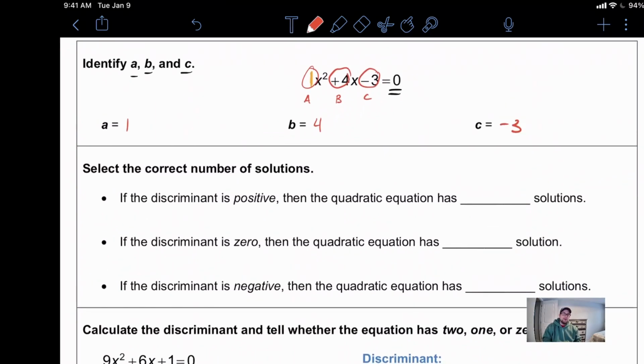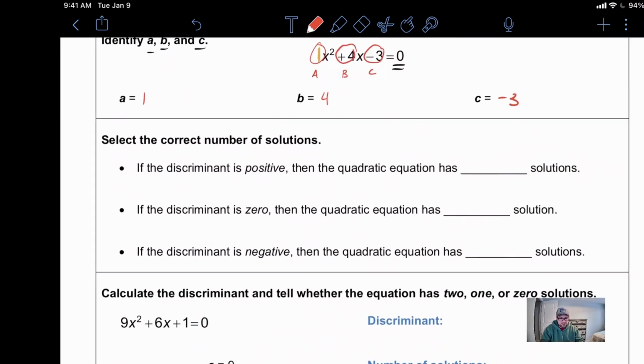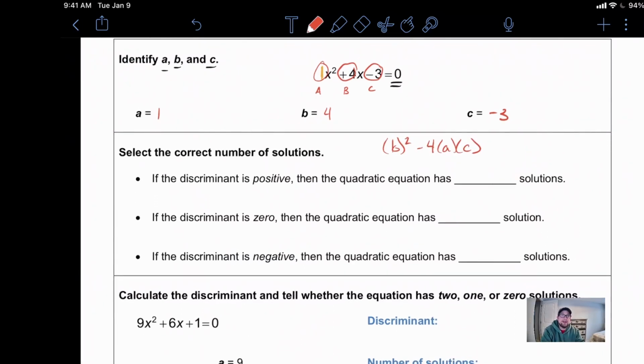The reason we like to figure out what A, B, and C are is because we use them to find something we call the discriminant. The discriminant, if you remember, this is a formula you're going to have to know, is B squared minus, actually I like to put parentheses on it, B squared minus 4 times A times C. So that's why we needed to know the A, B, and C in order to figure out these values. When we figure out the discriminant, this is always going to end up being equal to a single number.